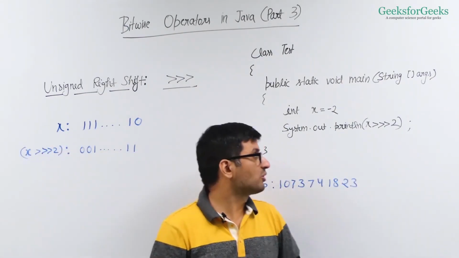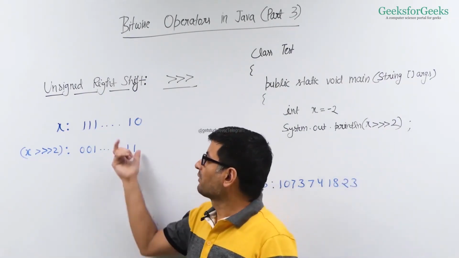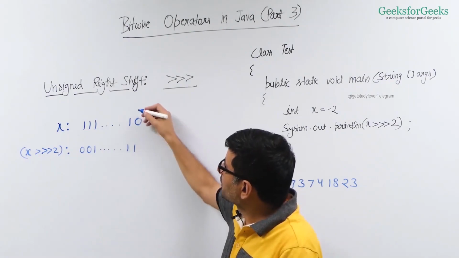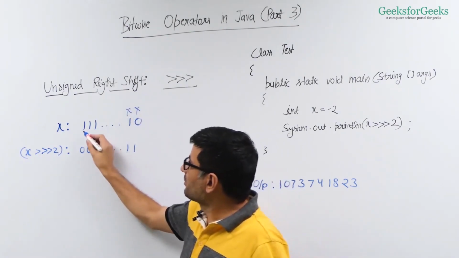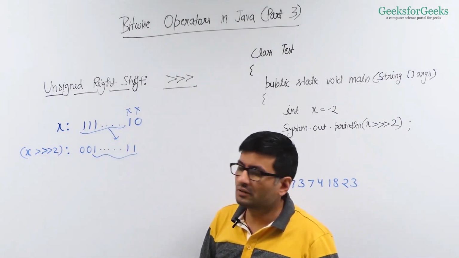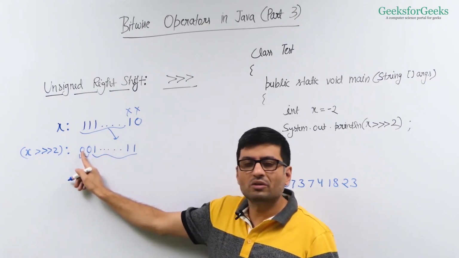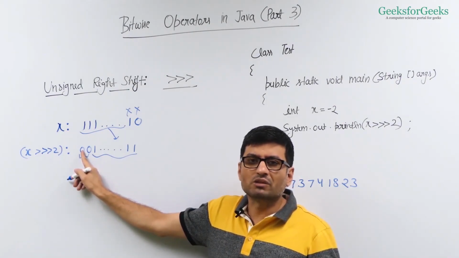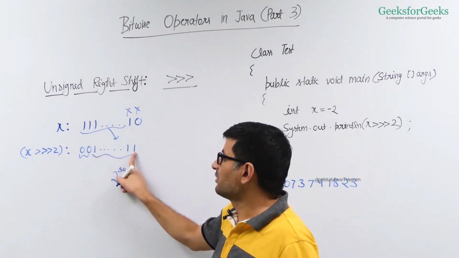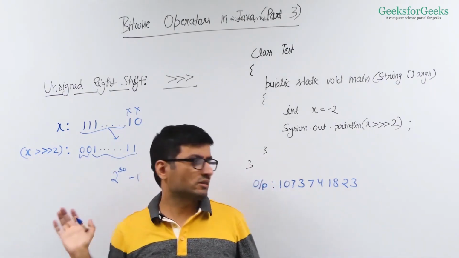Now if you unsigned right shift it by 2, what will you get? You will have the binary representation of -2 as this. Then if you shift it by 2, these 2 bits will be ignored. These 30 bits will move here. These 30 bits are all ones. Then you will add 2 leading zeros. Since your leading bit is 0, it's a positive number now. And what is the value of this positive number? It's 2 raised to the power 30 minus 1. It has 30 ones, so that's the value of 30 ones. And the decimal equivalent of this is this.